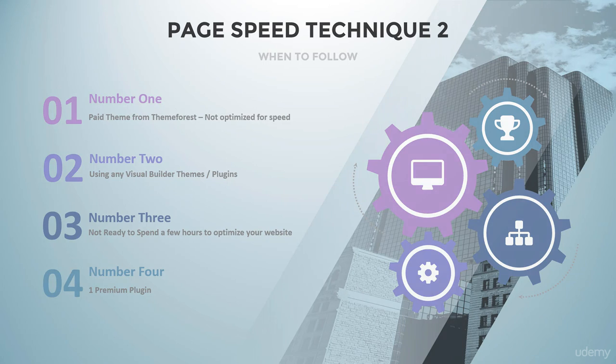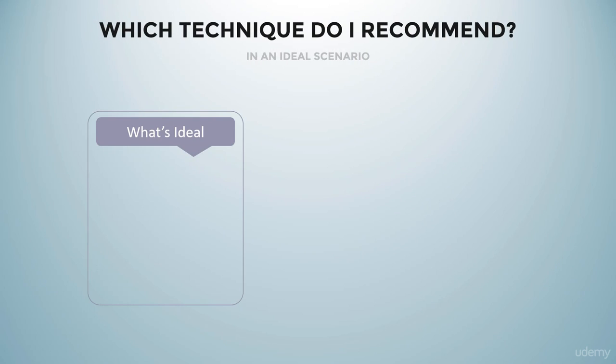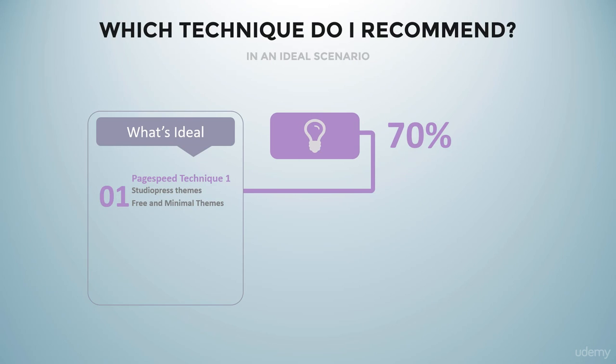Which technique do I recommend in an ideal scenario? If you ask me what's ideal, then I recommend you go with any StudioPress premium themes or free and minimal WordPress themes from the WordPress repository, and Pagespeed Technique 1 for the best possible page speed score, page loading time, and SEO benefits.